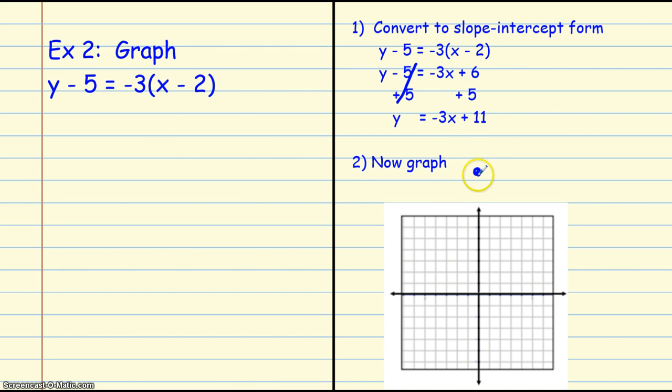Then our slope is negative 3. We can always put this over a fraction, and whole numbers are always over 1. So we're going to go down 3, over 1. Down 3, over 1, and again. We've got our line. Go ahead and connect them as straight as you can. Feel free to use a ruler. And now we have just graphed y minus 5 equals negative 3 times the quantity of x minus 2. But again, we just need to convert it to slope-intercept form first, and get the y all by itself.